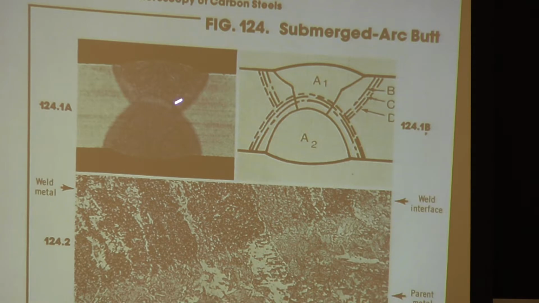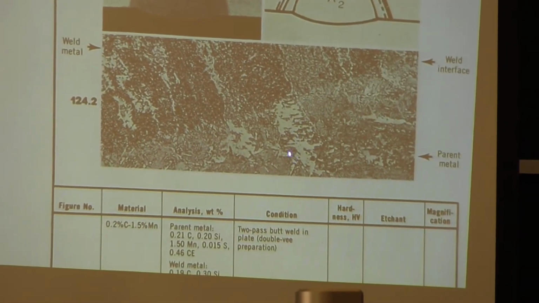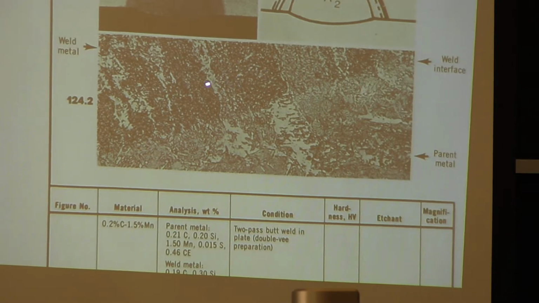This is a picture of a submerged arc weld in steel. 2 passes. This is the interface between 2 of these passes. This big ferrite blob here is a transformed structure. It's in the heat affected zone. You see the weld metal is generally finer structure.